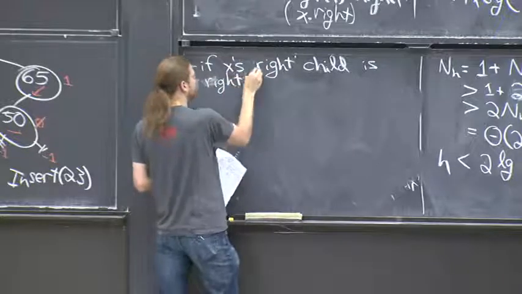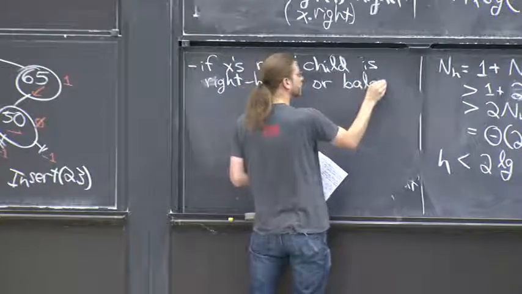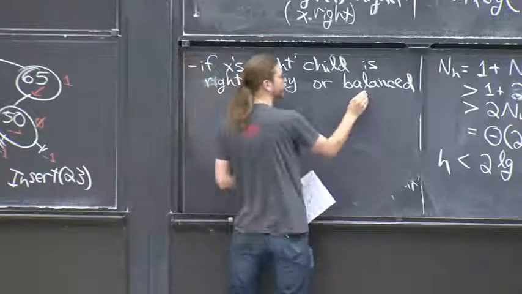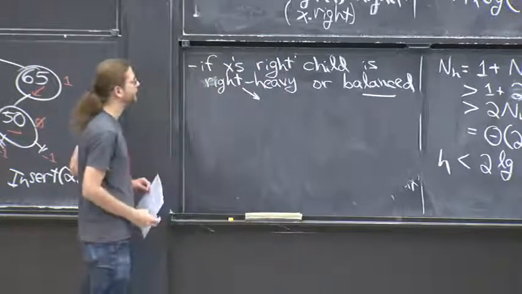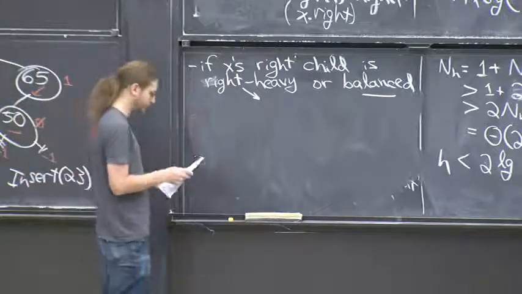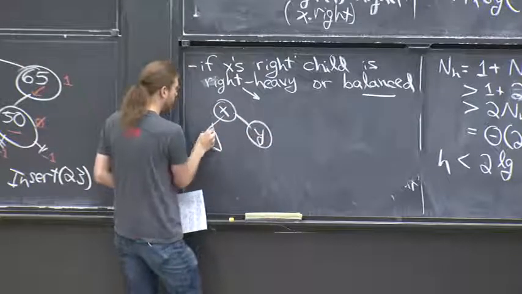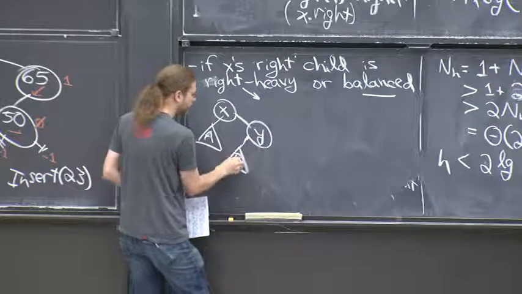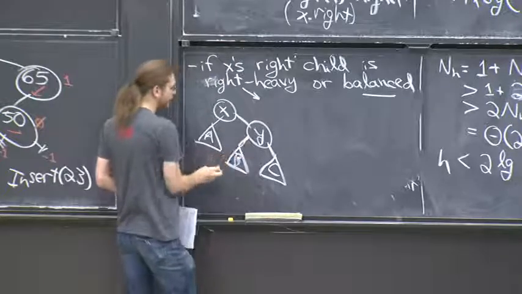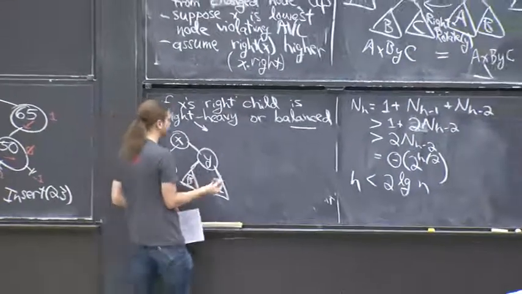I'm going to use this term right heavy because it's super convenient. Right heavy is what I've been drawing by a descending right arrow. Balanced is what I've been drawing by a horizontal line. So we're just distinguishing between these 2 cases. This turns out to be the easy case. So we have x, y, a, b, c. Why are we looking at the right child? Because we assume that the right one is higher, so that x was right heavy. So this subtree, as I've drawn it, is higher than the left one by 2, in fact.